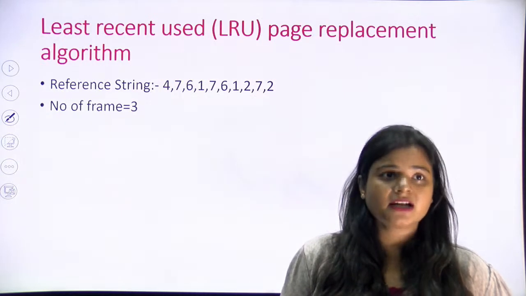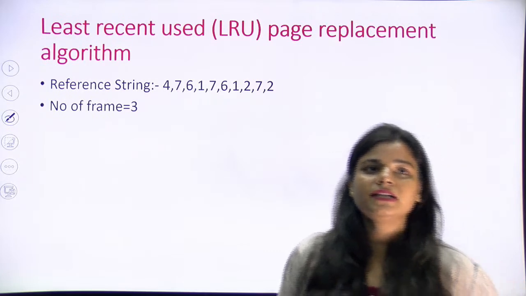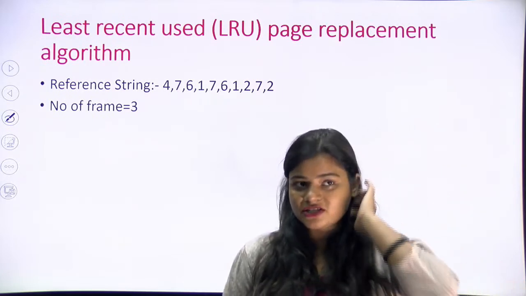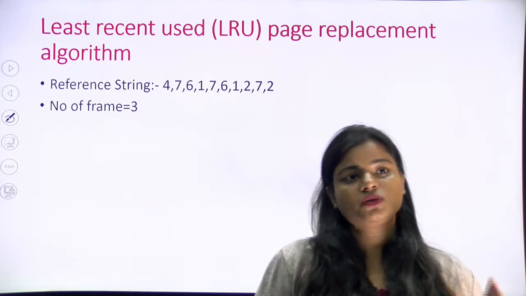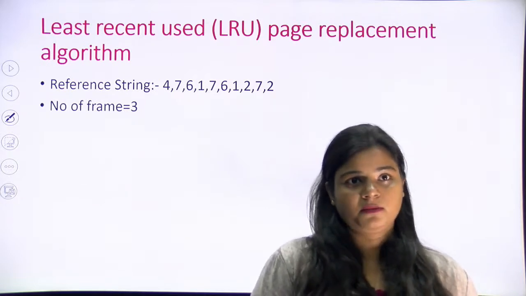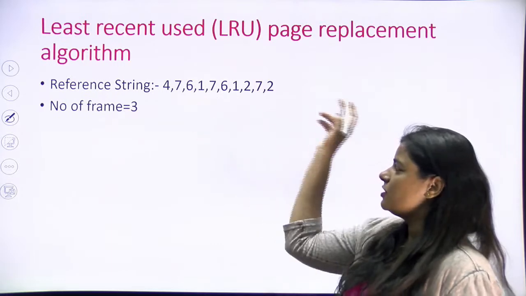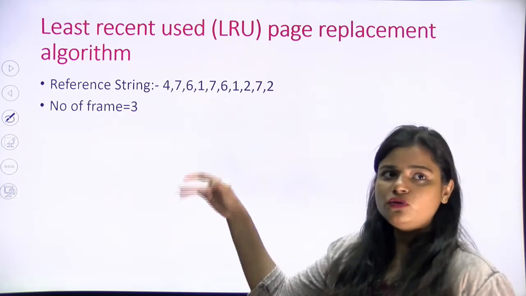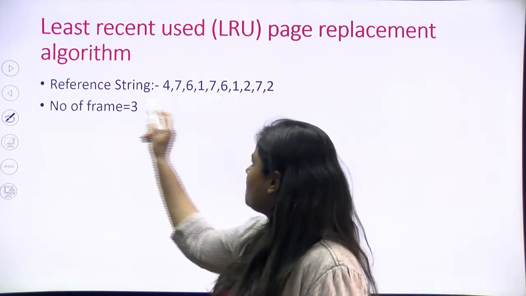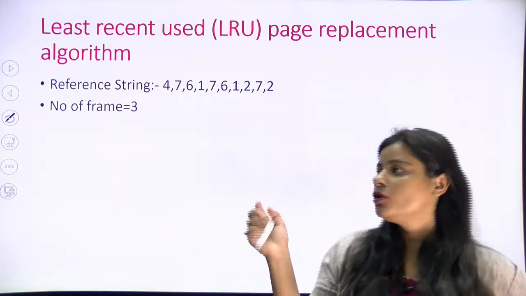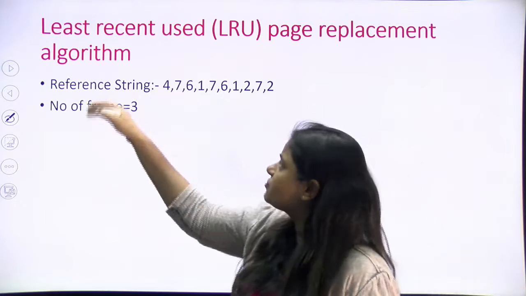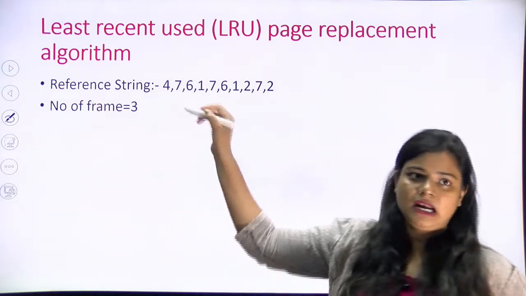Okay, let's calculate another one. Least recent used, LRU, page replacement algorithm. In this algorithm we are just using the approach opposite to the optimal. In optimal we were looking for the future, in LRU we will just go look for the past string. We will replace that page which was already used and least recently placed in the past.